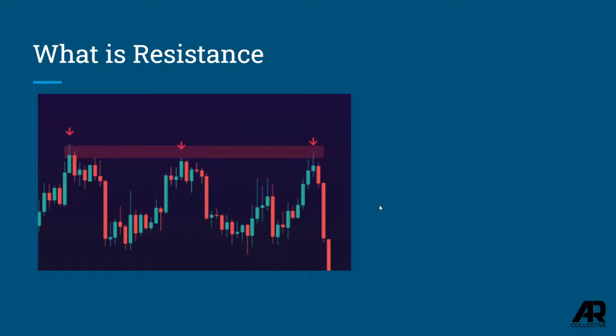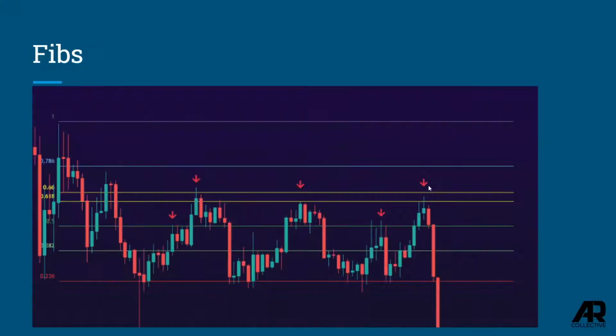Now, resistance is the opposite. This is an area where there's selling pressure or supply. So this is an area where we can see every time price goes here, it rejects. Simple as that. Now, let's talk about different types of support and resistances.